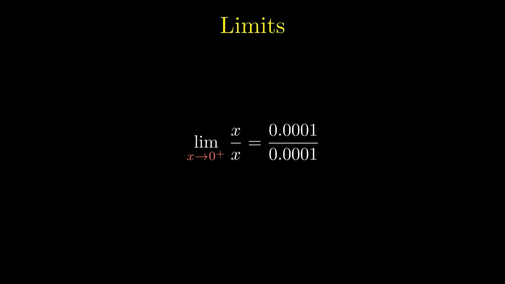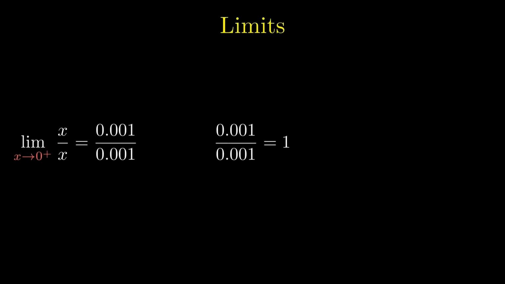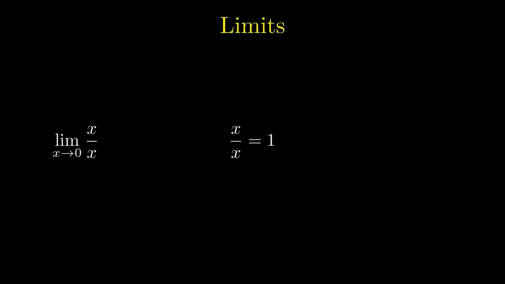These give us 0.01 over 0.01 equaling 1, 0.001 over 0.001 equaling 1, and 0.0001 over 0.0001 equaling 1. So, for values of x arbitrarily close to 0 from above, x over x equals 1.